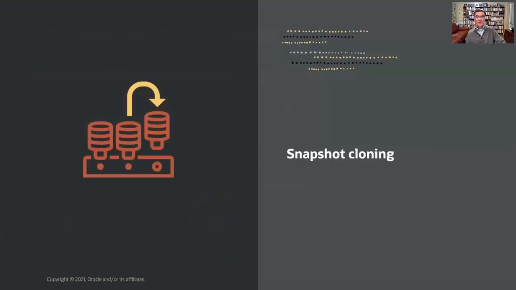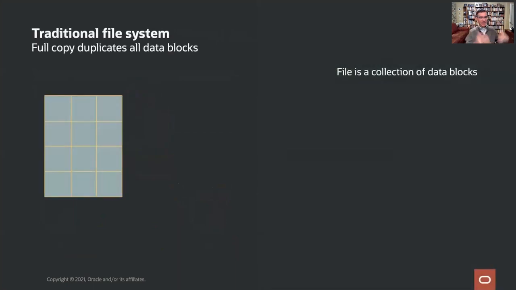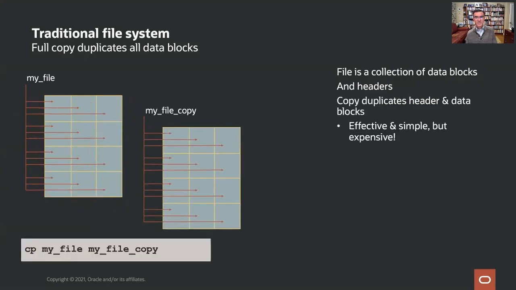Next topic is snapshot cloning. And again, in each of these themes, I want to sort of go back to the basics so you understand the underlying principles. So one of the basic concepts here behind storage efficient clones is to do with copying files. And what is a file? It's a collection of data blocks and headers. Now, a basic copy operation duplicates both the data blocks and the file headers. Effective and simple, but it's expensive too.